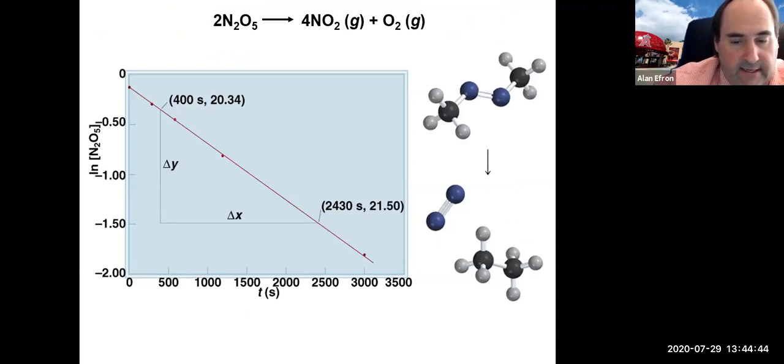Here again is a typical first order plot. We have the natural log of the N2O5 on the Y axis, and on the x axis we have time. And again, we get a nice linear relationship there. If we took the slope of that line, you could do rise over run, which is delta Y over delta X, to calculate the slope. And graphically, you can determine the rate constant from the graph if you had the right amount of information.